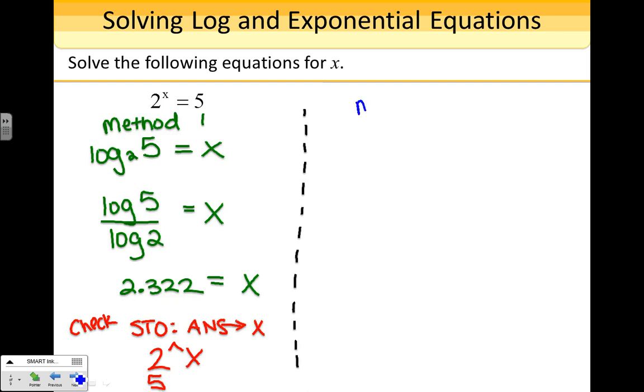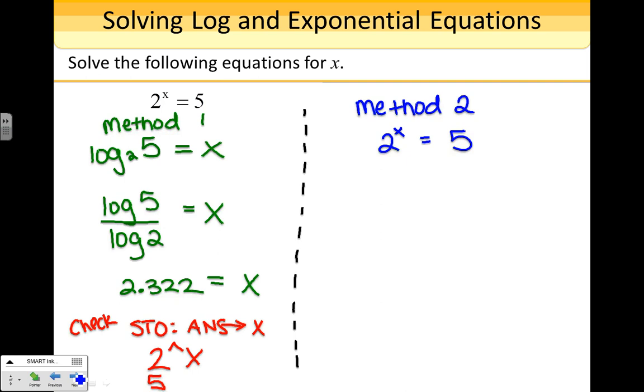Here's our second method. Please make sure you write down both methods, because this second method will sometimes be the only possible method to use. In this case, we have 2 possibilities, but sometimes you have to use this method. So we have 2 to the x equals 5. Now remember, we talked about the relationship between exponential equations and log equations.